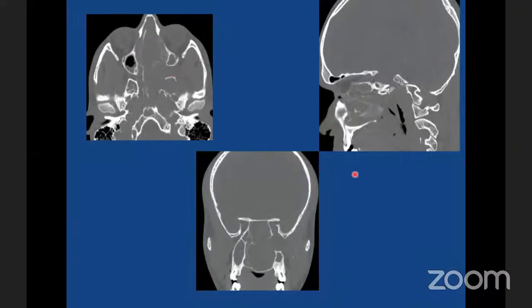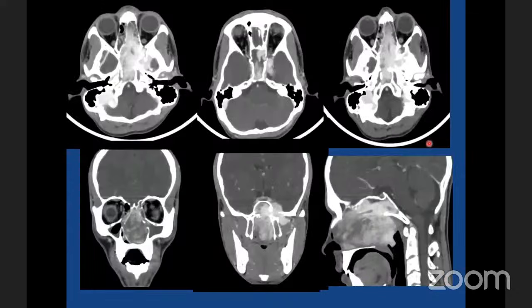Let's see what happens on the coronal and sagittal images. We'll appreciate that there is widening of the superior and inferior orbital fissure. You can actually see the widening of the pterygopalatine fossa very well. On the post-contrast study, you'll see avid, intense enhancement of the lesion seen in the nasal cavity. And so the epicenter of this lesion is in the sphenopalatine foramen and pterygopalatine fossa.